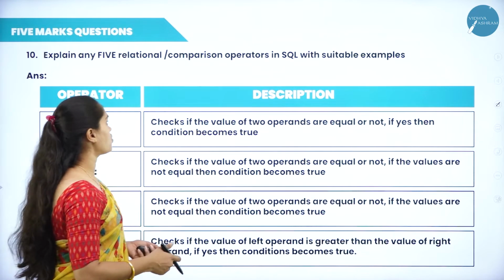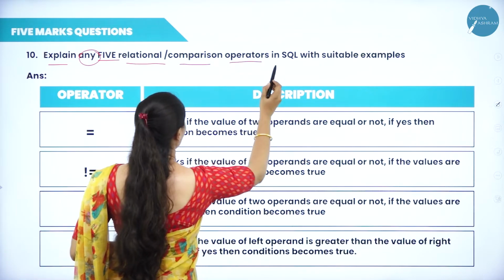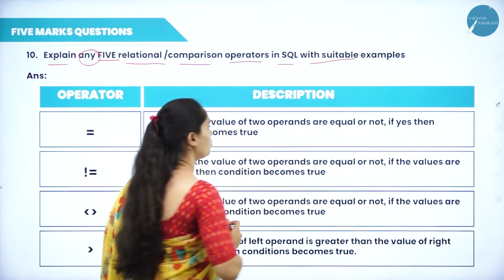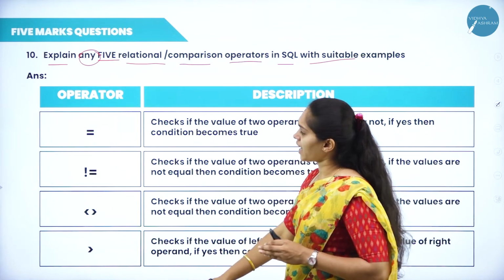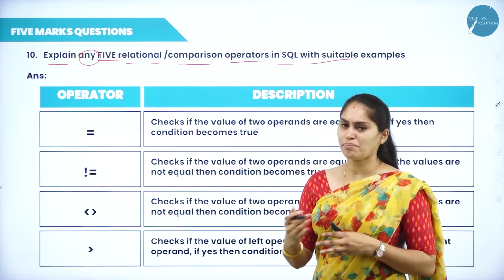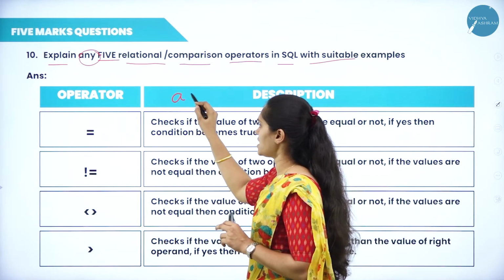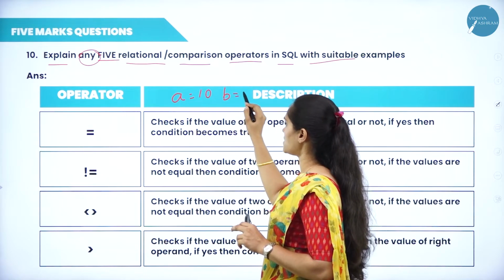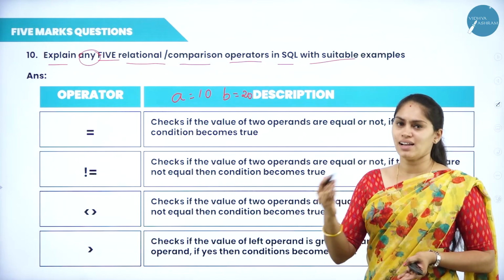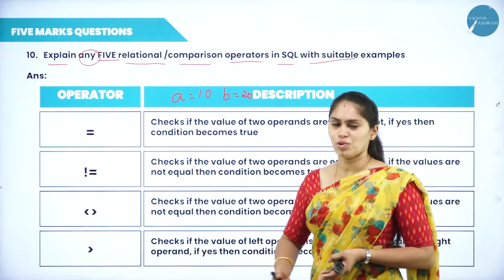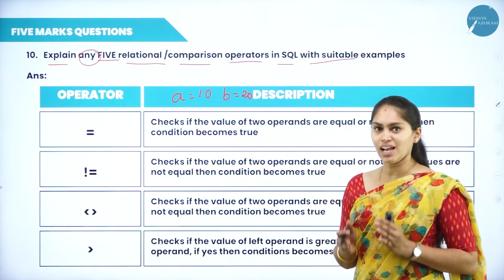We'll see the next question: explain any 5 relational or comparison operators in SQL with suitable example. Here I have listed some of the relational comparison operators. I have 2 values A and B, where A is 10 and B is 20. I want to compare whether it is equal, greater than, lesser than or not equal to. If I want to do all this comparison, then we use the relational operators.